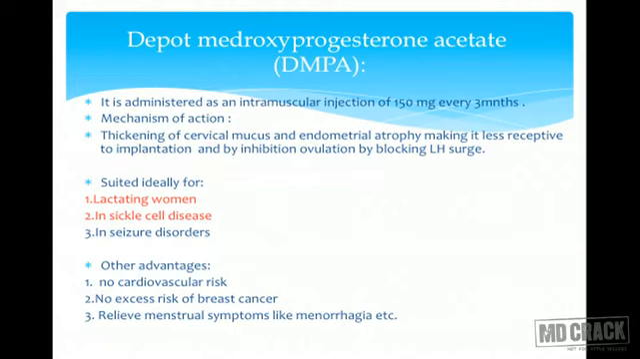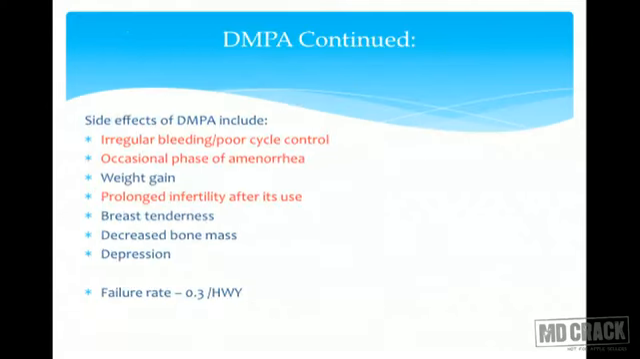Other advantages: it has no cardiovascular risk because there is no estrogen component in this, and there is no excessive risk for breast cancer. Side effects: there can be a phase of amenorrhea. A patient can have amenorrhea for a period, which varies from patient to patient, because of persistent progesterone in her body, or sometimes there can be breakthrough bleeding or irregular bleeding in that particular patient. Again, pre-use counseling is very important. Weight gain can be seen.